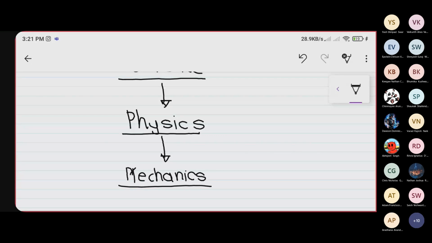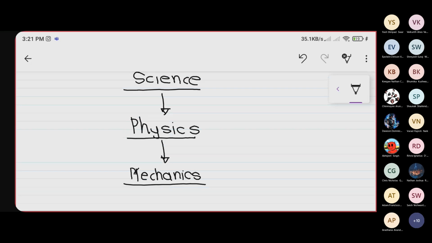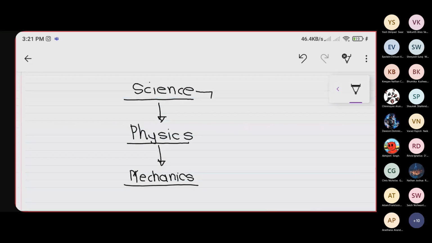on a particle or a rigid body, which may be at rest or in motion. So we started with science, then we entered into physics, then from physics we come to our topic, that is mechanics. What we are going to study is the effect of forces on a particle or rigid body.